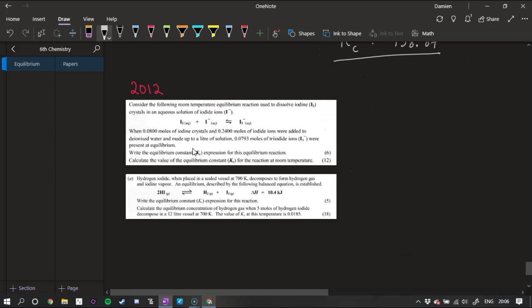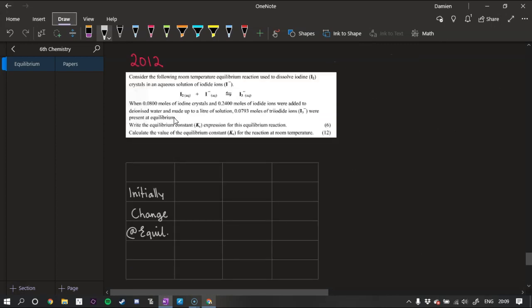Okay, moving on to 2012. Okay, so continuing on with 2012, here's the table. Let's fill in our details. We have our equation here. So we can put in our I2 here, we can put in our I minus here, and then our equilibrium at I3 negative. From this question, we can see that 0.8 moles of iodine and 0.24 moles of iodide, which is the I minus, and iodine is I2, were added to deionized water.